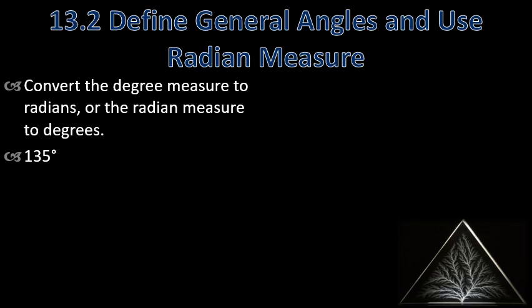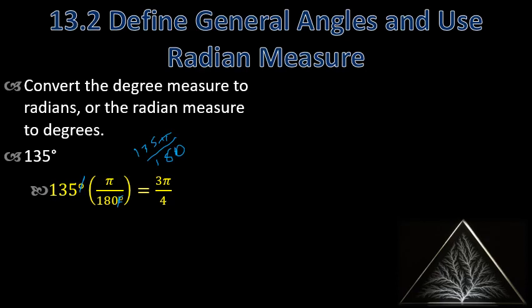Convert the degree measure to radians or radian measure to degrees. So 135 degrees. Well, we're going to use the fact that pi radians is 180 degrees. All right, so I'd put it this way so that the degrees cancel out, just like you convert units. I mean, they are just units. So it's 135 pi over 180. 135 over 180 reduces to 3/4. So it's 3 pi over 4.